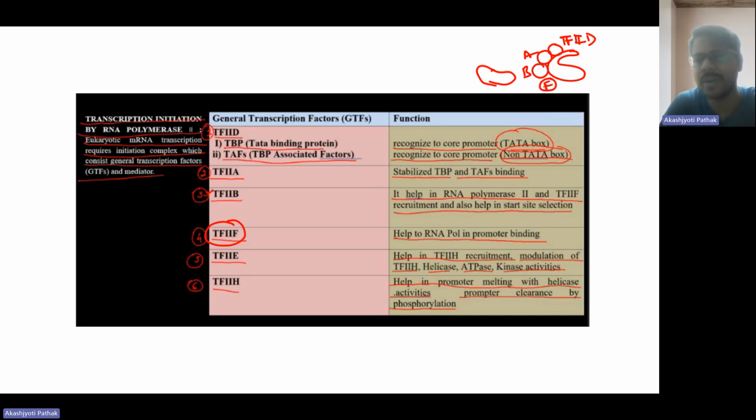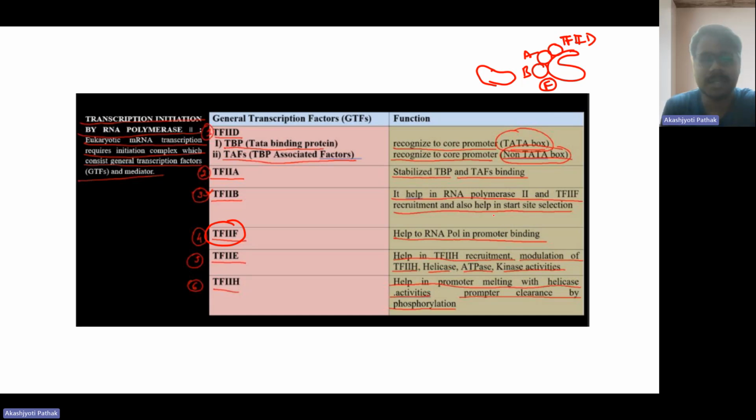So once this transcription factor 2F binds to this complex, RNA polymerase along with all these other transcription factors, it will help the RNA polymerase to recognize the start site of transcription. The start site of transcription is that site where the RNA polymerase will initiate the transcription process. So this is the transcription factor 2F. It will help the RNA polymerase to bind to the promoter.